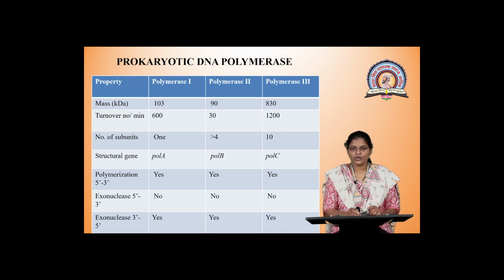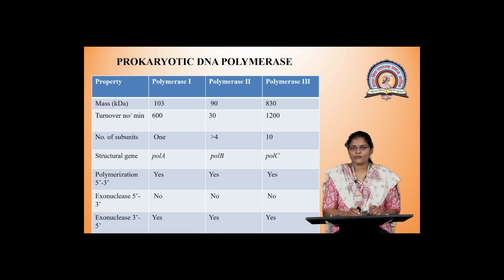In the prokaryotic cell, the gene is made up of a number of subunits. That's why the number of subunits in DNA polymerase 2 is greater than 4. Polymerization is in the 5' to 3' direction. DNA polymerase 2 does not have exonuclease activity from 5' to 3' direction, but it has exonuclease activity from 3' to 5' direction.